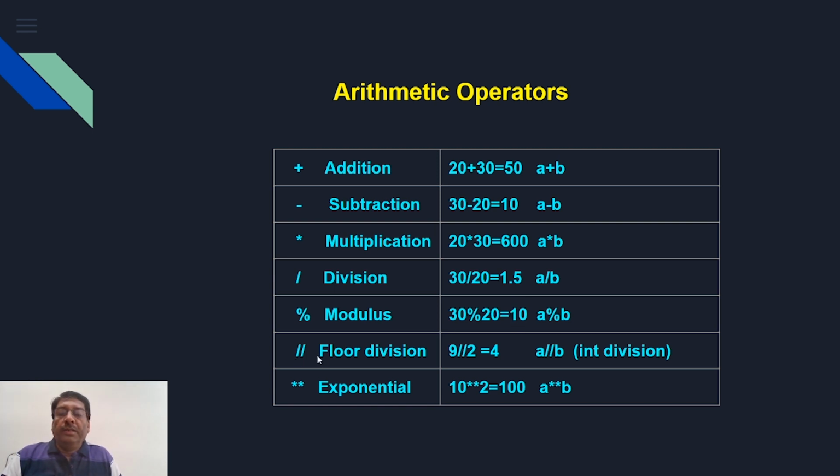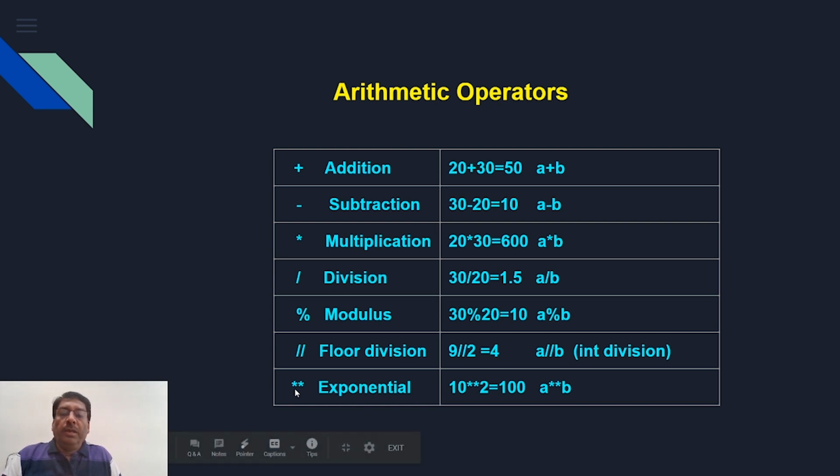Similarly, you have something new called floor division. When you perform the division operation, you are not going to get the output in a float format. You will get only integer output over here. Otherwise, you can call this integer division. For example, 9 floor division 2, your output is not 4.5, it is only 4.